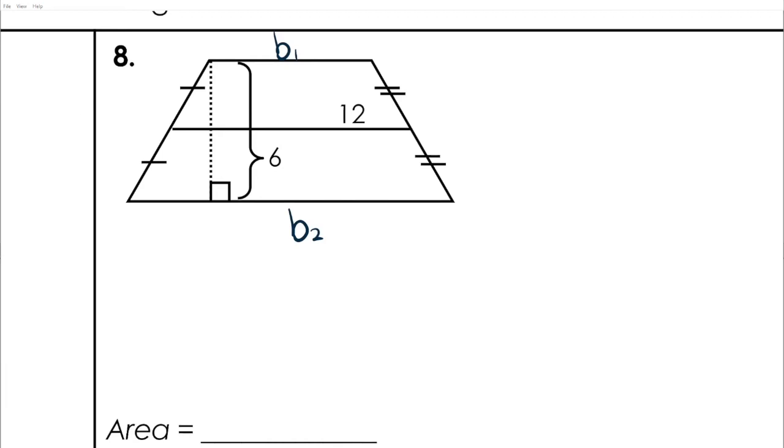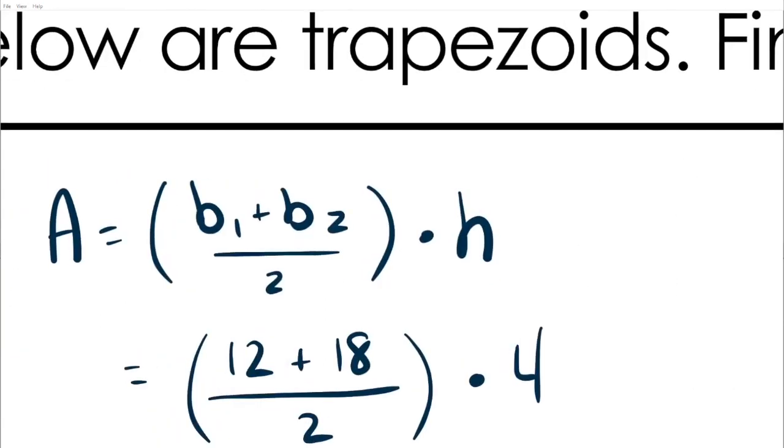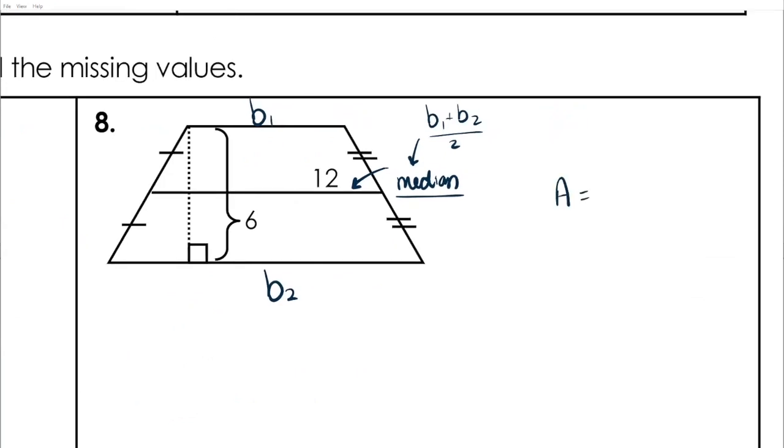They did give us, though, the length of our mid-segment, our median. The median is 12. Remember, median is just base 1 plus base 2 over 2. That's what a median is. So if you look at our area formula, base 1 plus base 2 over 2 times height, they already gave us that math. They did our math for us.